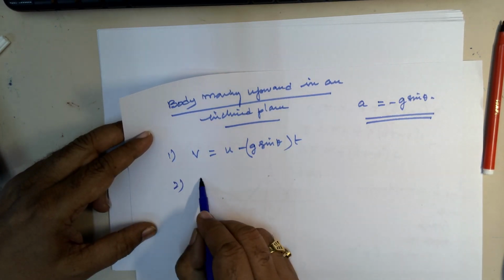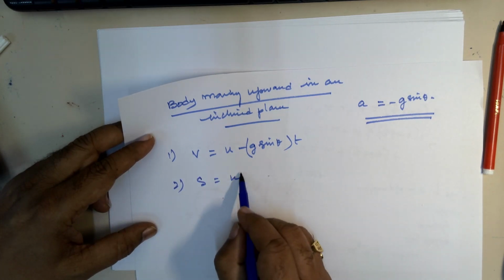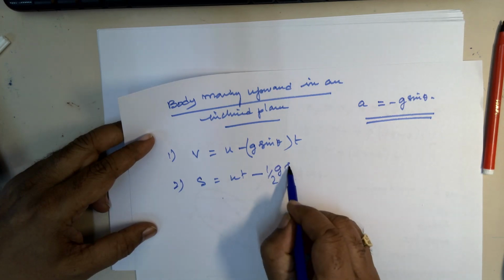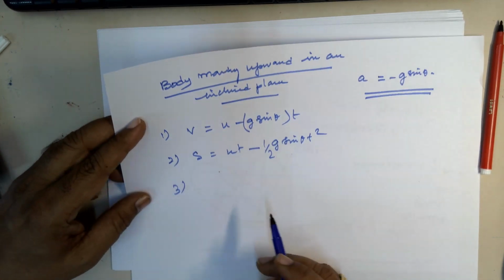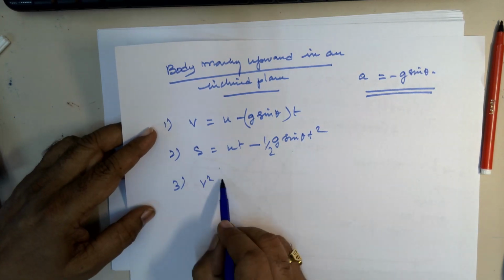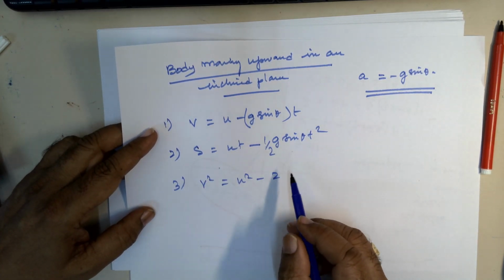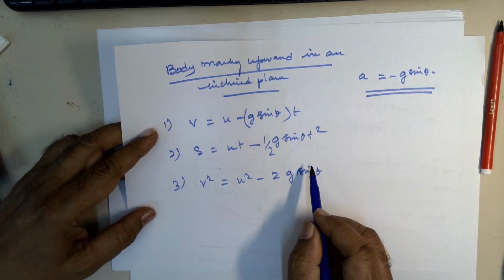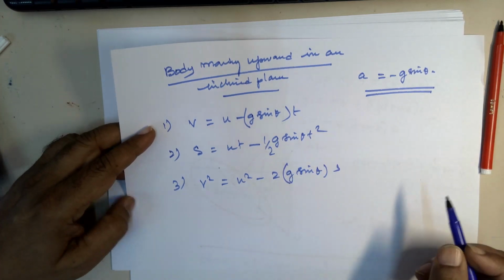And what is the second one? Yes. This is equal to ut minus half g sine theta t squared. Very good. Then third, v squared is equal to u squared minus 2 into g sine theta into s. We have put it like this.